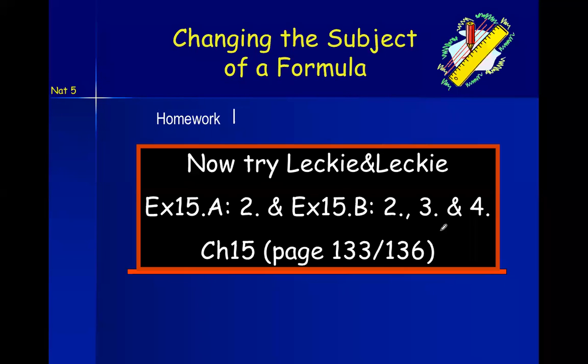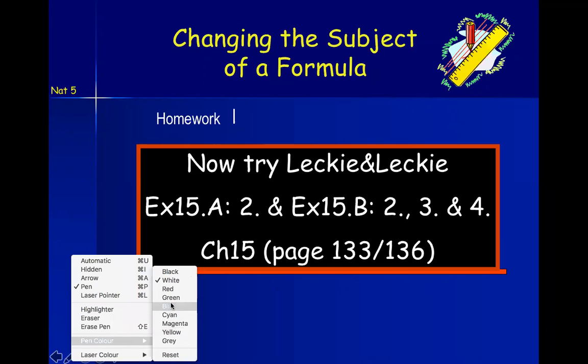So, oh my goodness. 15A, 15B. Let's have a look at the type of question we get, and we'll go through a couple of them just to give you.